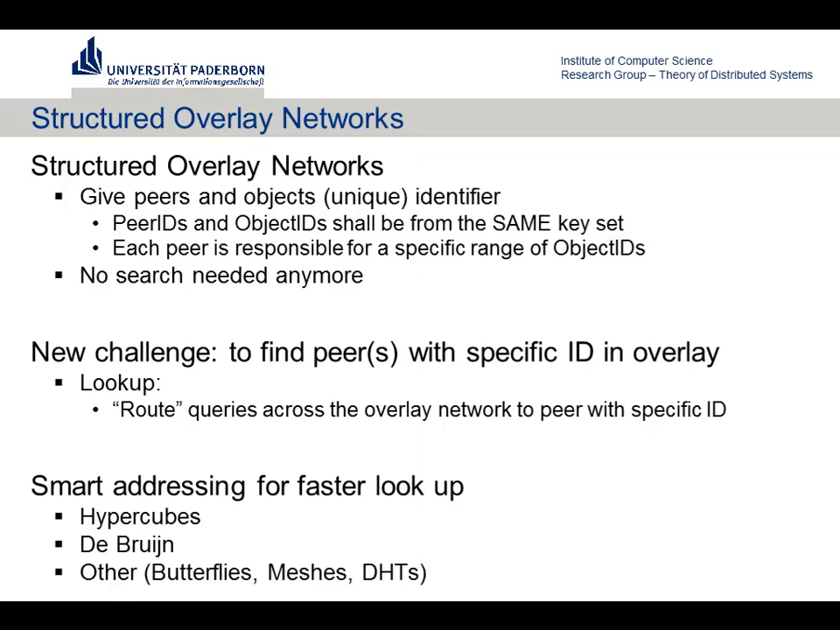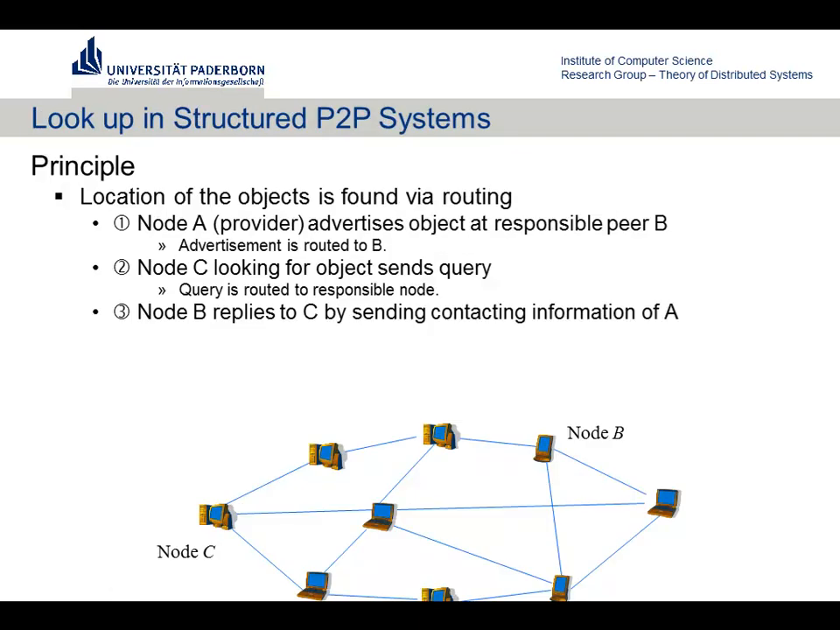So what is basically the function that these structured overlays give you? They give you the opportunity to find a peer that is responsible for a specific ID. That means to route your query message through the overlay network to the peer which is responsible for it. There are several overlays which do it, but we will focus in this lecture basically on Pastry, which is also used in the framework.